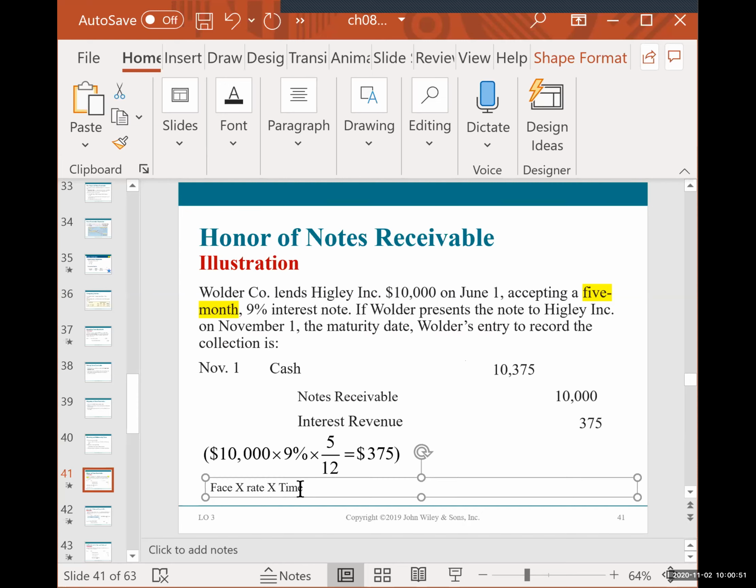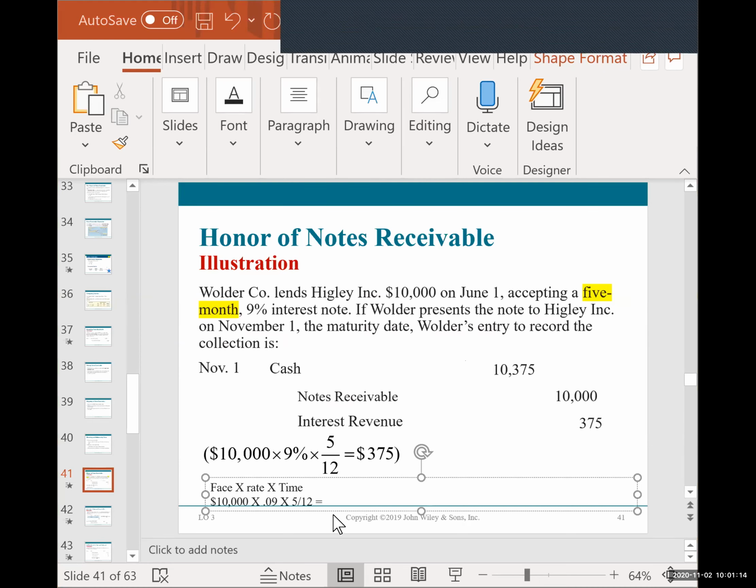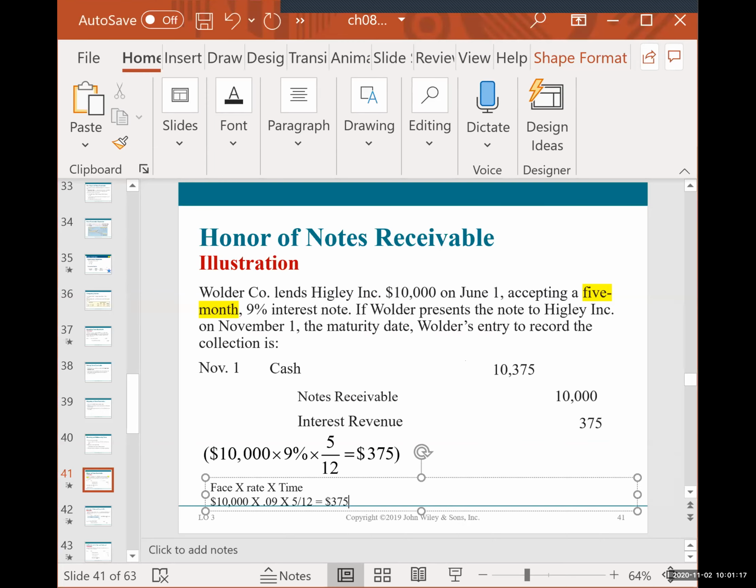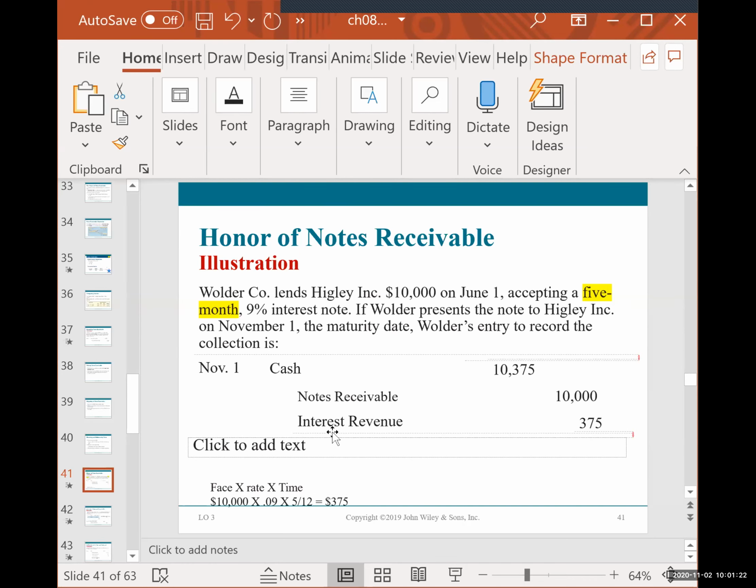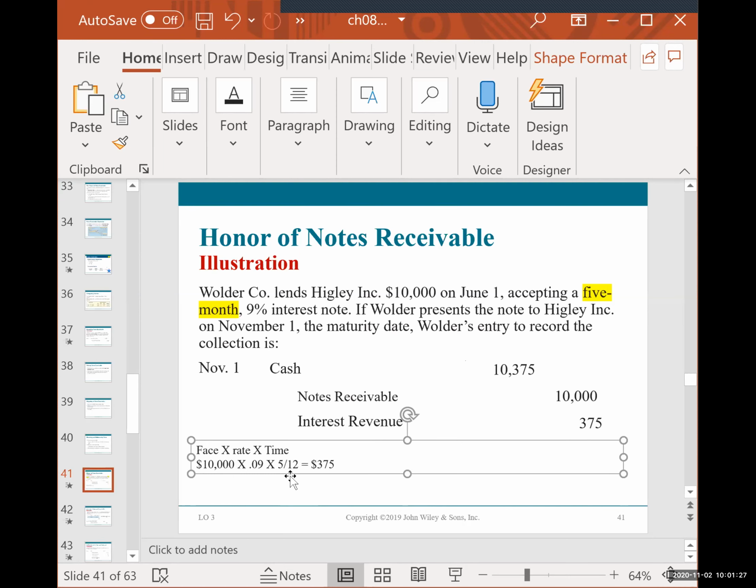So in this problem, it's $10,000 times 0.09, because it's 9%, times 5/12. Okay, and I'm going to tell you how they get that 5. And that comes to $375. Okay, so I'm just going to put that there and get rid of that box so that it's easier to see. All right. So the 5/12.